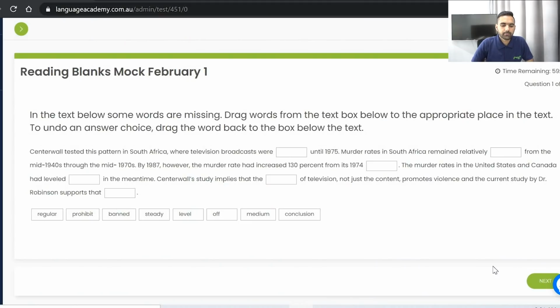Center Wall tested this pattern in South Africa where television broadcasts were. Now see, what is the first thing which comes to my mind when I'm trying to solve blank number 1? It says "were" over here, right? Broadcasts were conducted. Matches were conducted. Matches were played.